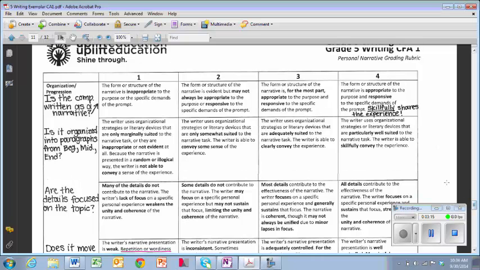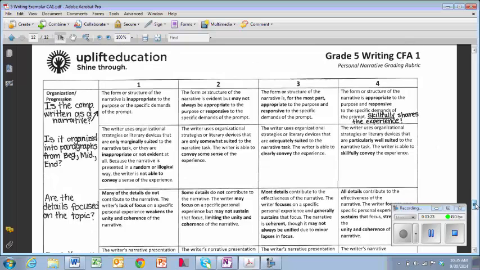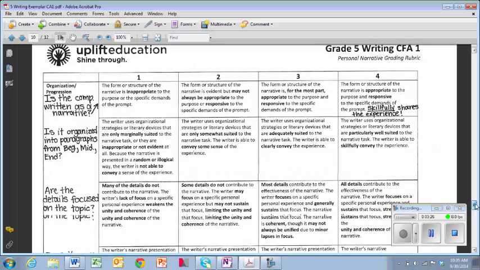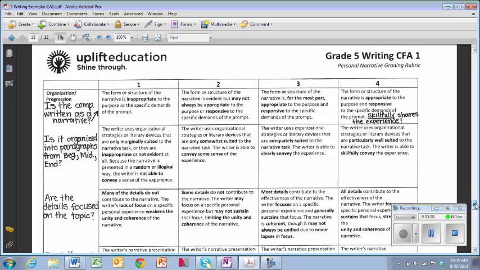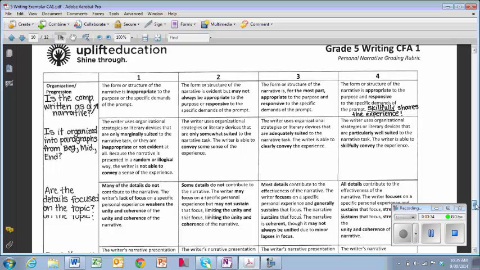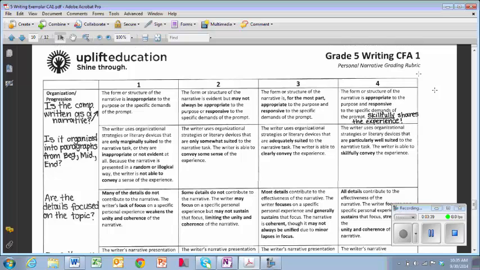So each section, for example, the organization part, is worth anywhere from 1 to 4 points, and then scholars will get 1 to 4 points on organization, 1 to 4 points on ideas, and then 1 to 4 points on conventions. So overall, they aren't necessarily getting 1 score for the paper, but they're getting 3 different scores for the 3 components of the paper.